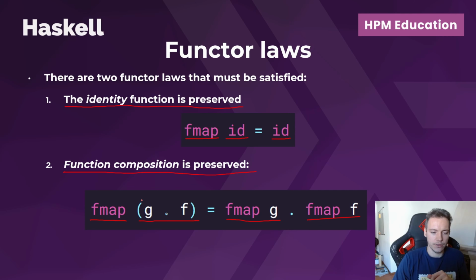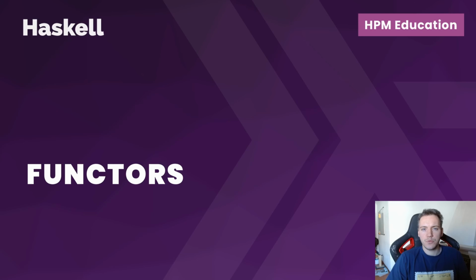So here the composition is g composed with f, and here fmap g is composed with fmap f, so the order stays the same, and then the result should also be the same since the order of function application is the same. That's the end of this presentational part, where we covered an introduction to functors, which generalize the idea of function mapping over parameterized types or data structures. So now let's get into the practical part, where we'll do some exercises with functors.